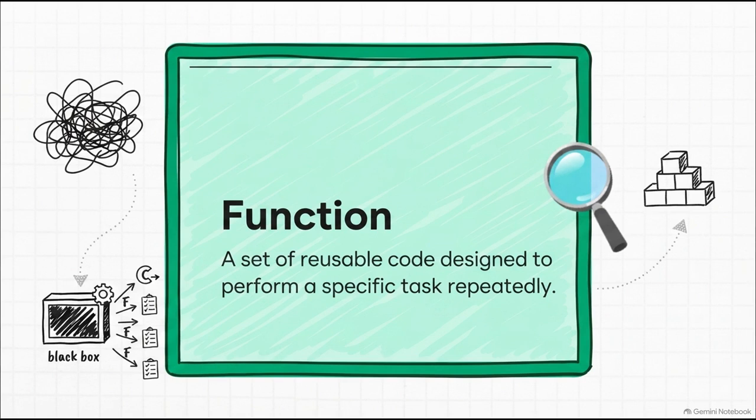So, moving from pizza mechanics over to actual Python, we arrive at our formal definition. A function is a set of reusable code designed to perform a specific task repeatedly. Now, the absolute most crucial word in that entire definition is reusable. Seriously, think about it conceptually.